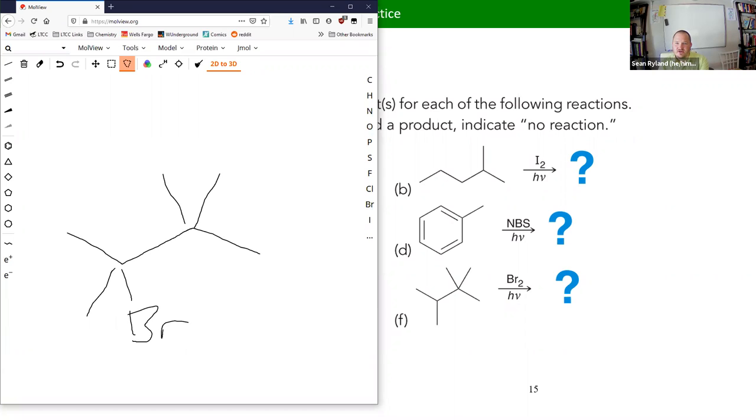Any R or S, any stereochemistry to worry about? Two identical methyl groups, right? That should be one of the things on your checklist. One of the things you look for is, can I find two identical substituents on the active carbon? If you can find two identical substituents, boom, don't need to worry about enantiomers.